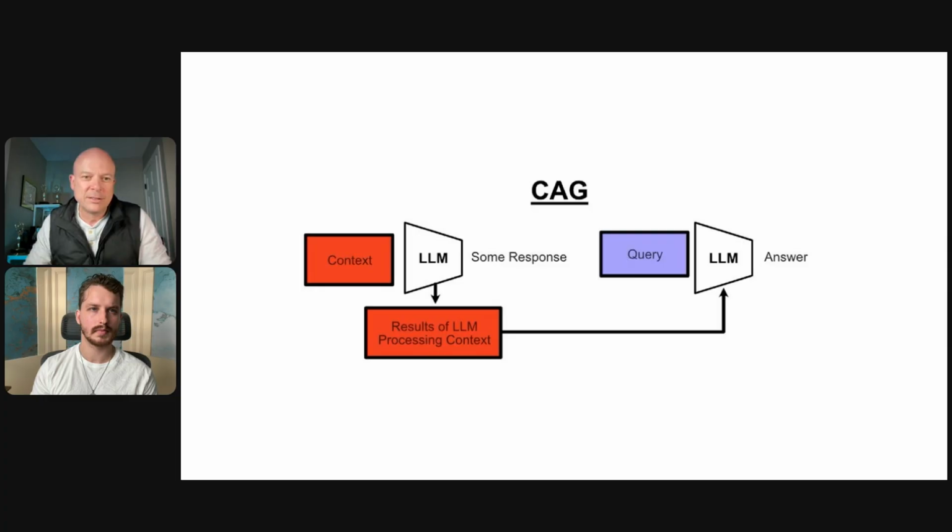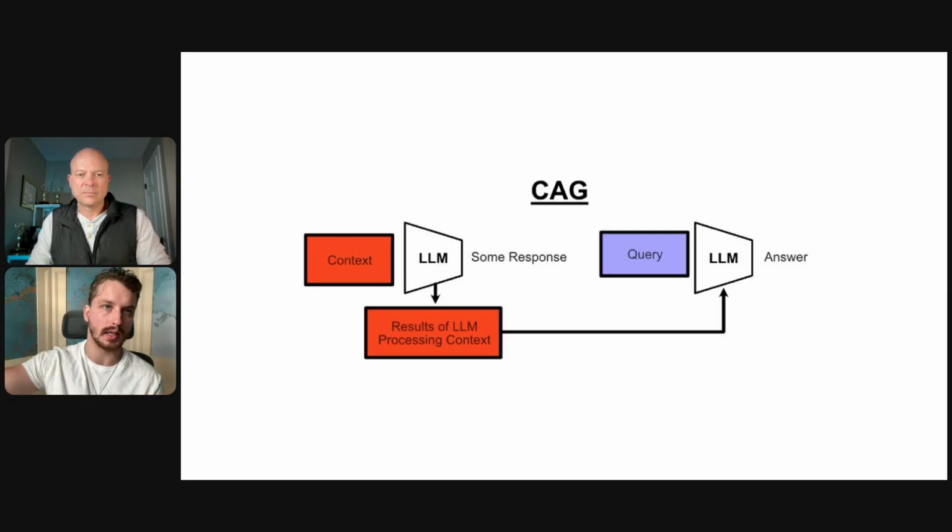Now, CAG, I think maybe you can tell me, is the end of that pipeline and changes that sequence a bit. Yeah. So regardless of how you get your context, CAG changes the way you feed context into a language model. That is the big difference between RAG and CAG. For RAG, you feed the textual context straight into the language model and get an answer.